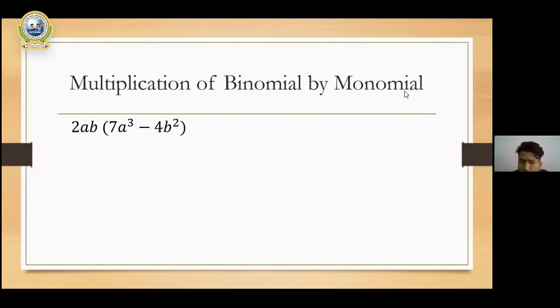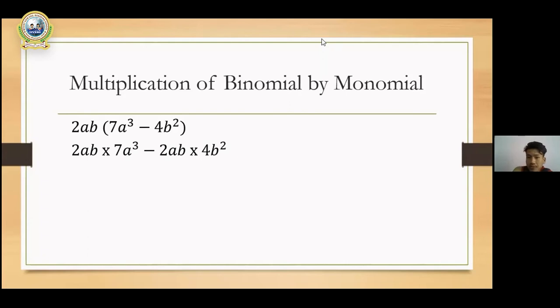How do we do it? It's pretty basic. We've done it already in class 6 and 5 as well. It's pretty simple. All you have to do is open up the bracket, and then it will become something like monomial by monomial. How to open up the bracket? 2ab here should multiply both 7a cube and minus 4b square individually.